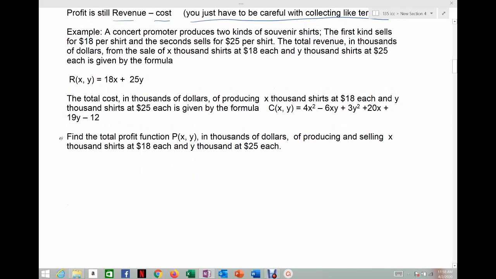Alright, so the first example, we have a concert. They have two different kinds of t-shirts. They have a t-shirt that sells for $18, that's the price of the first one, and another t-shirt that sells for $25. Total revenue is in thousands. I've got to make sure I remember it's in thousands. Everything's in thousands. X represents the 1,000 of the $18 shirts, and Y represents the 1,000 of the $25 shirt.